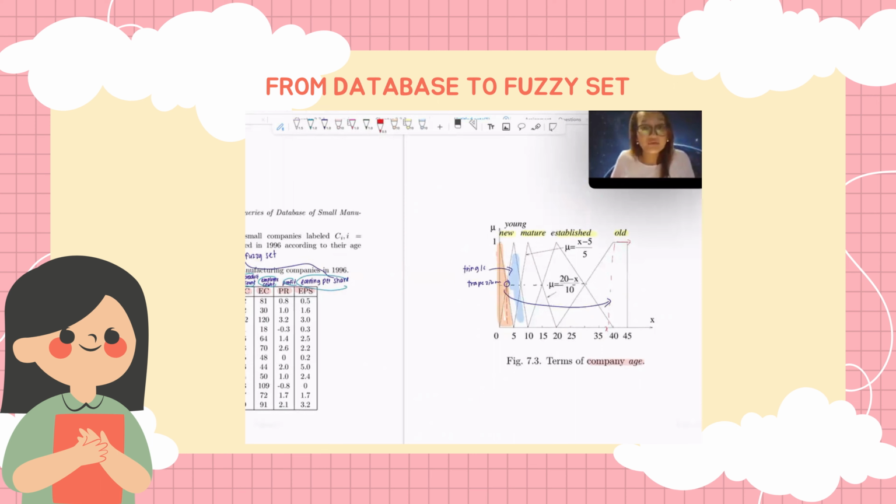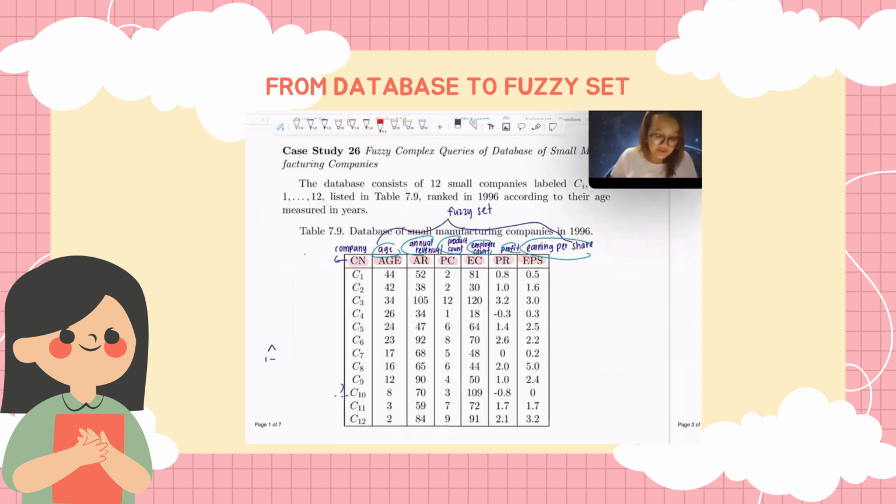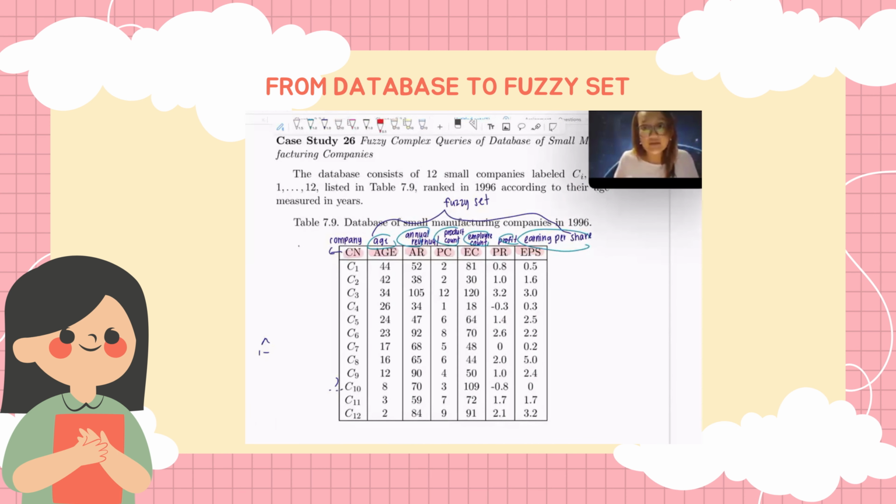I hope you guys can understand how we change from this data set into all the fuzzy sets that we create, which must have a membership function, and it was a partial membership function. Okay, that's all from me. Thank you.